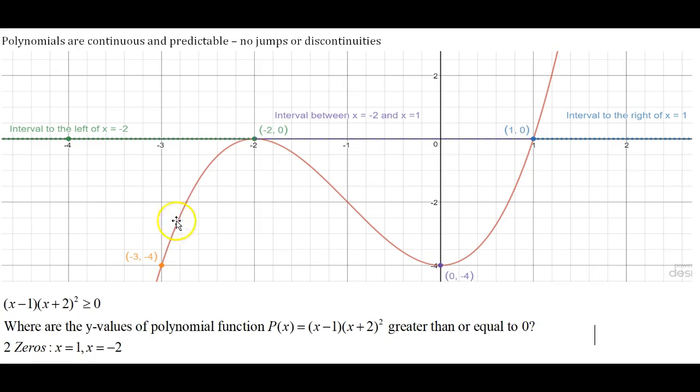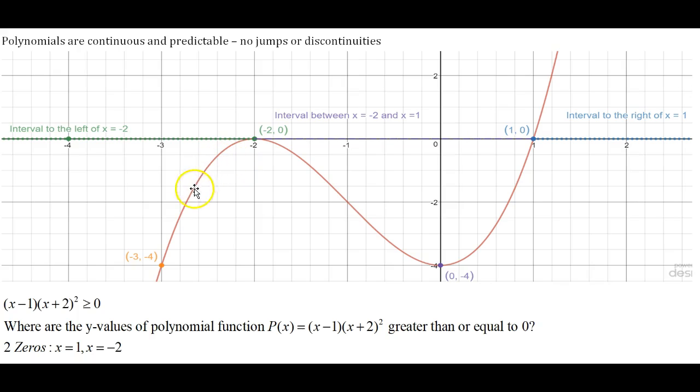So think back to our study of polynomial functions. We know they're predictable and continuous. We know that their end behavior is predictable. So what that means is if we're away from the area of the graph that the function is crossing the x-axis, the function's going to keep doing the same thing that it is doing. That's what end behavior is.